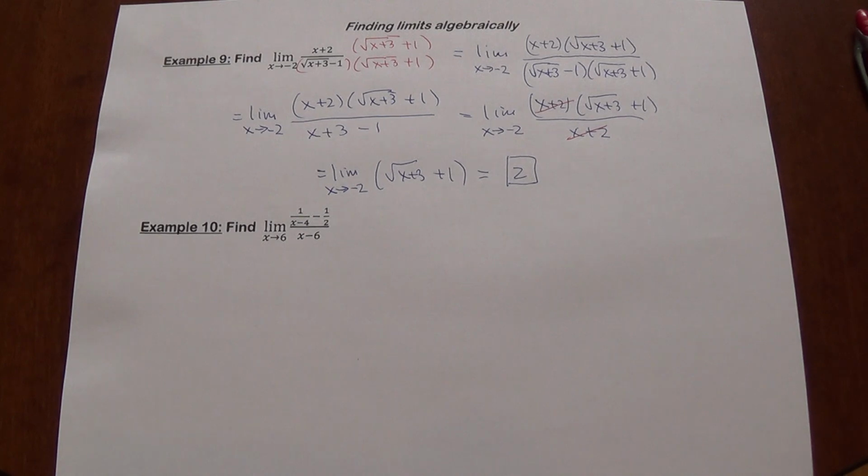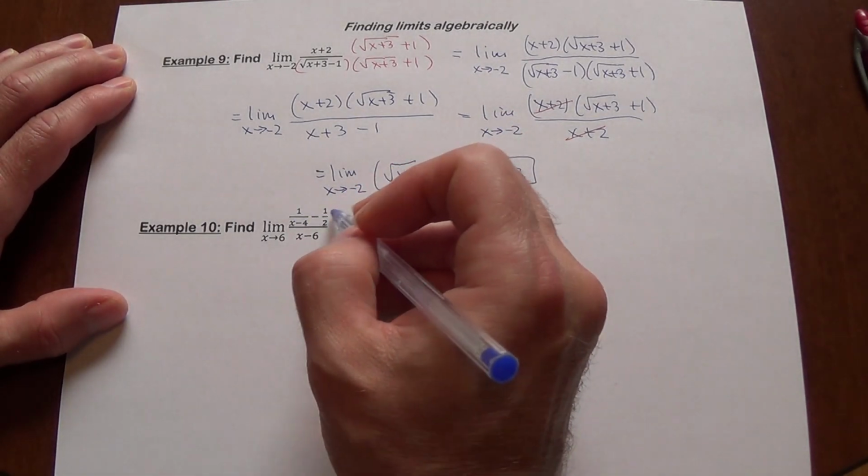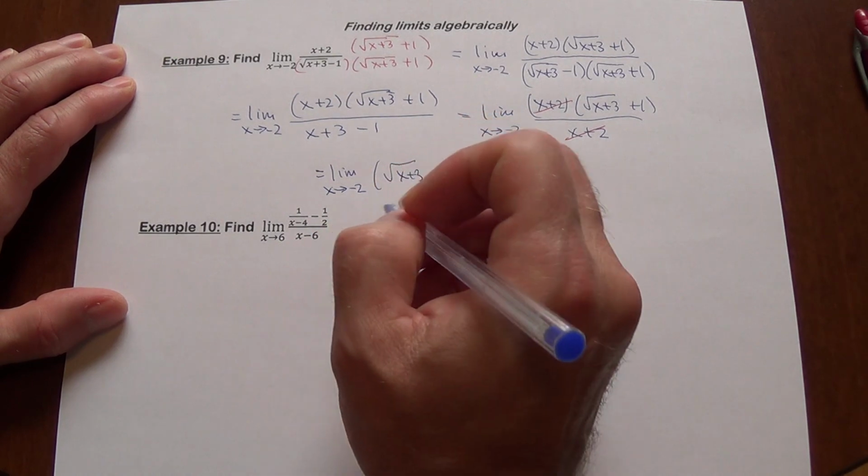Alright. And the last example here is slightly different. We do have an expression that involves a complex fraction. It is 0 divided by 0, because you're going to get 1/2 minus 1/2 on top, which is 0, and 6 minus 6 on the bottom. But we're going to do it a little differently.